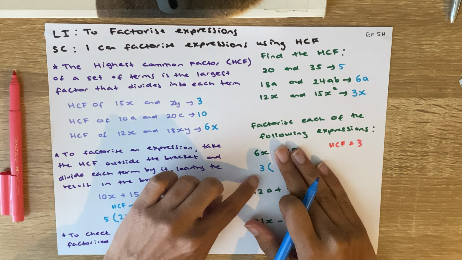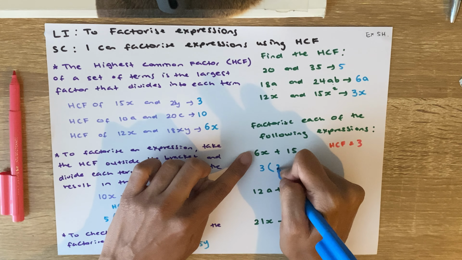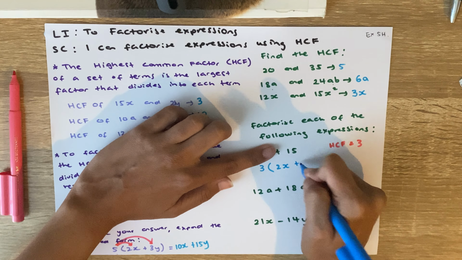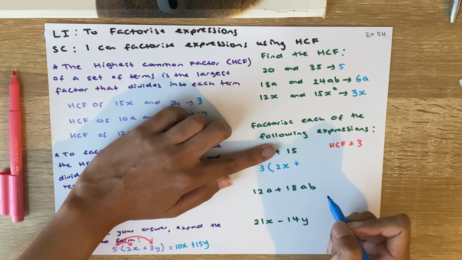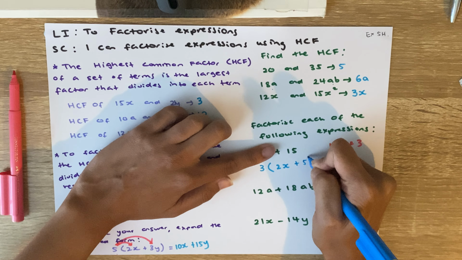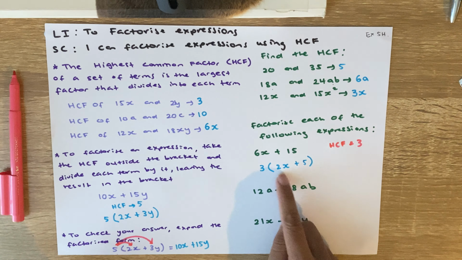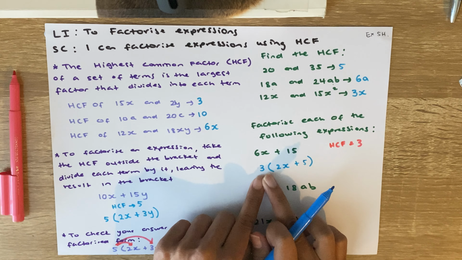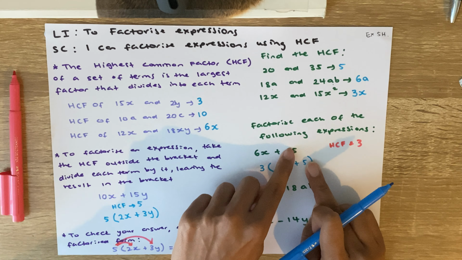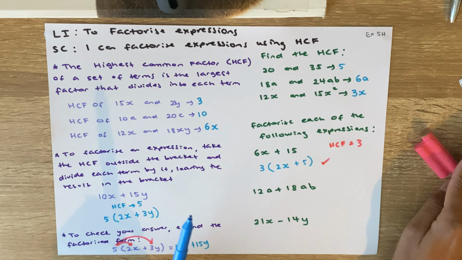How many times does 3 go into 6x? 3 goes into 6 twice, with an x there as well. Now we look at our second term. Plus, how many times does 3 go into 15? 3 goes into 15 5 times. So my answer is 5 because that's the end of it. I now close my bracket. If I were to expand this, 3 times 2x equals 6x, and 3 times 5 equals 15. So I know that my answer is correct.